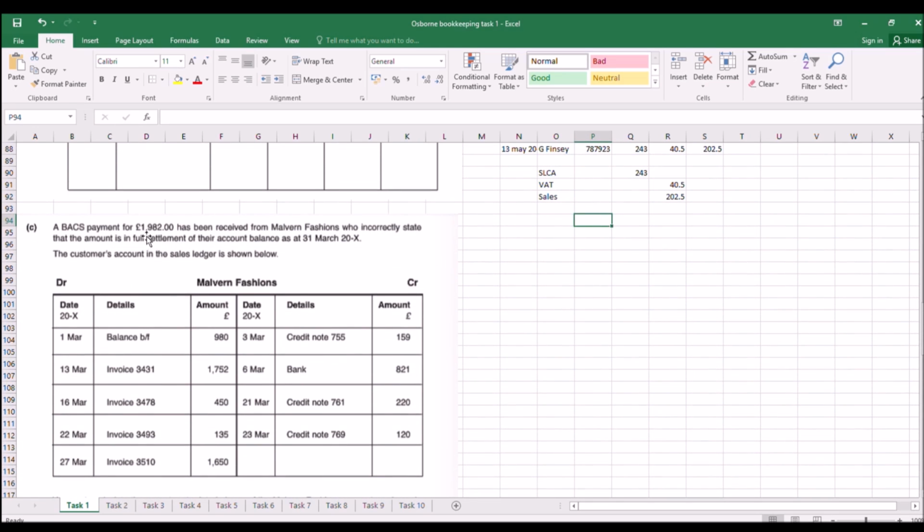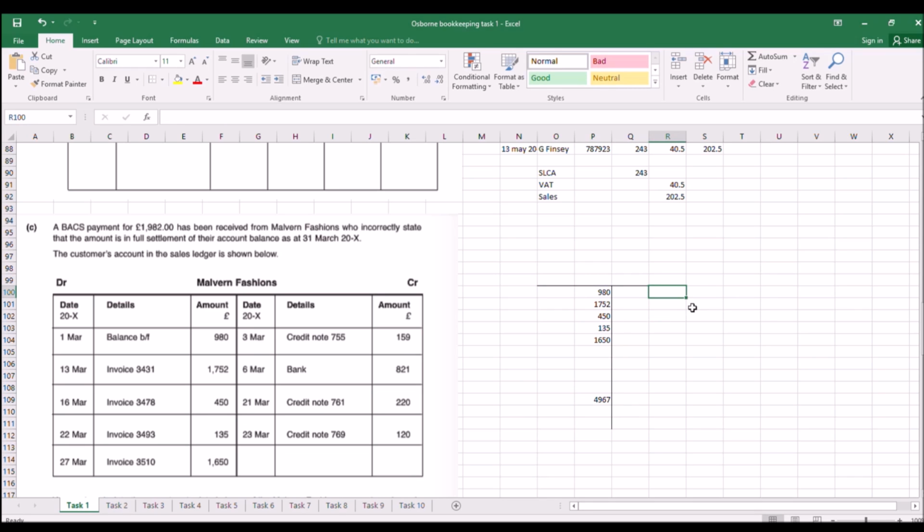A BACS payment for £1,982 has been received from Malvern's Fashions, who incorrectly state that this amount settles the account in full. So they're saying that they don't owe us anything. This is their balance on the sales ledger, so let's work out what this sales ledger account adds up to. We've got a balance brought forward, a debit of 980, a debit of 1752, a debit of 450, a debit of 135, and 1650 as a debit as well. So all of those are on the debit side.